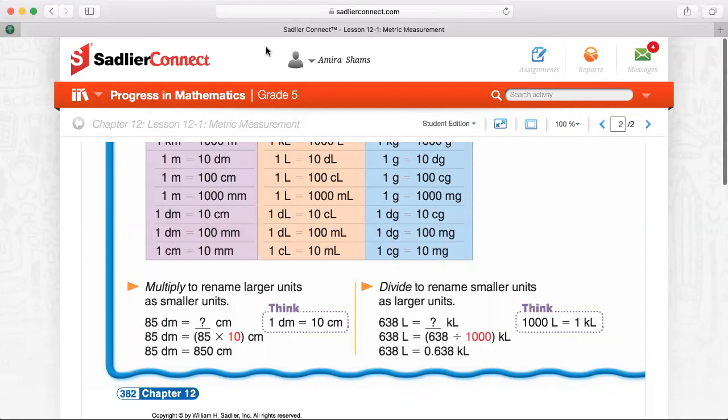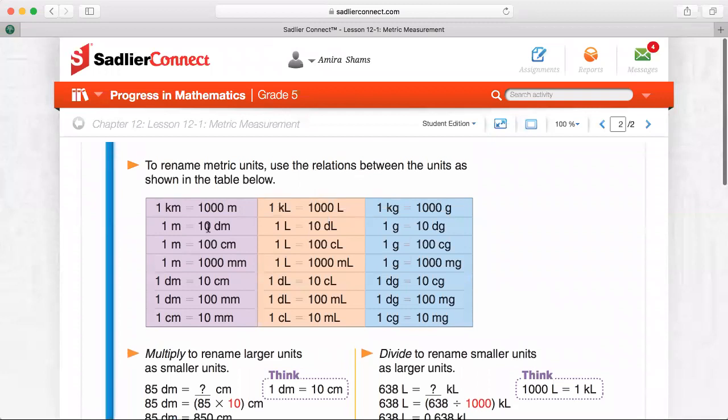That converting or renaming from largest to smallest, you have to multiply. If you want to rename or convert from smallest to largest, you have to divide. Okay? What is left for me? The third important point, and the most important point, is this table.